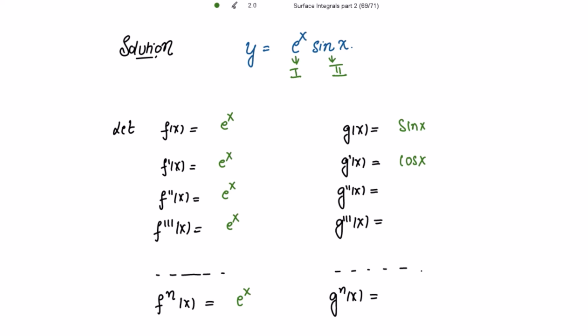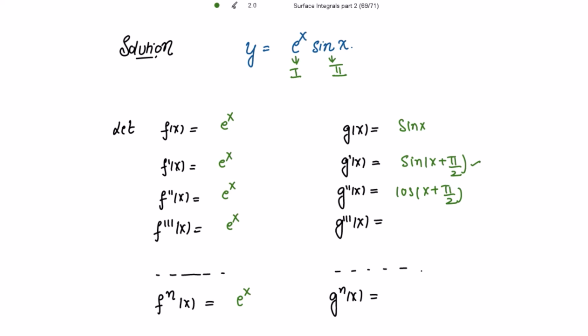Can I write this cos of x in another form, in terms of sine? Because I need all the terms in sine. So I can write this cos of x as sine of x plus pi by 2. It's one and the same thing, right? Okay, so let me write this as sine of x plus pi by 2. Then to get the second derivative, this is cos of x plus pi by 2.